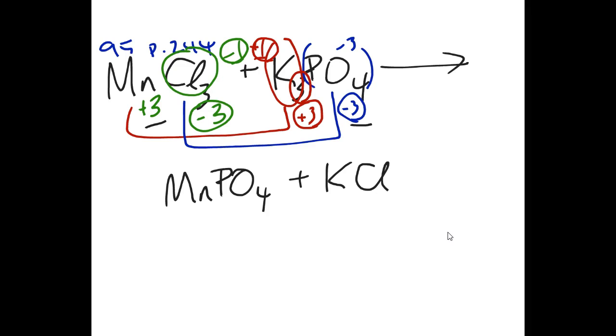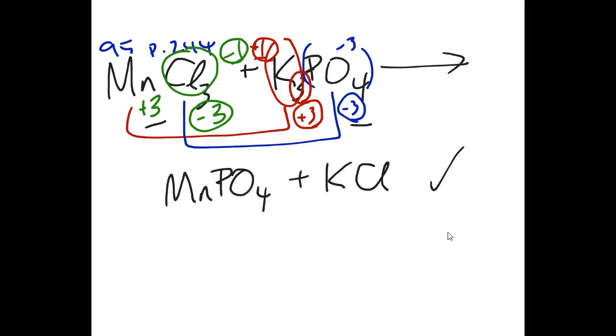That's it. So your job when you're predicting the products is just to write the correct formulas. You don't need to concern yourself with how many there are. So don't worry about those 3's up there with the potassium and with the chlorine. Your job is to write the correct formula, and KCl is in fact the correct formula. Now that you have the correct formulas, now you can balance.